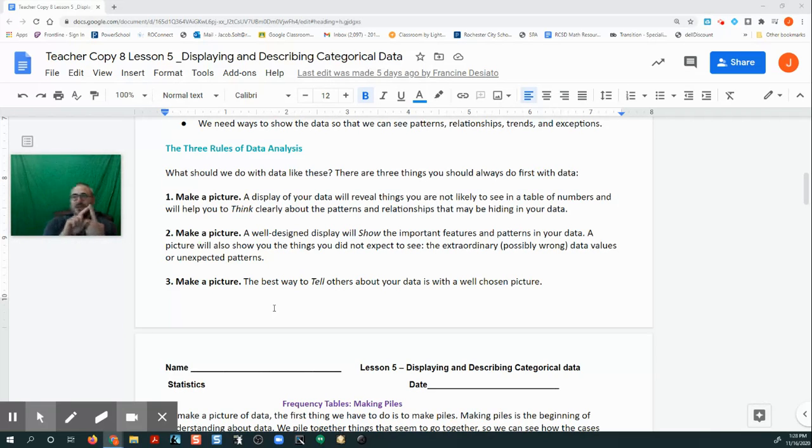We should make a picture and display our data that reveals things that we're not likely to see in a table of numbers, and will help us think clearly about the patterns and relationships that may be hiding in the data. We want to make a well-designed display that will show the important features and patterns in our data. A picture will also show us all the things that we did not expect to see, the extraordinary and possibly wrong data values or unexpected patterns. And we want to make a picture to tell. The best way to tell others about our data is with a well-chosen picture.